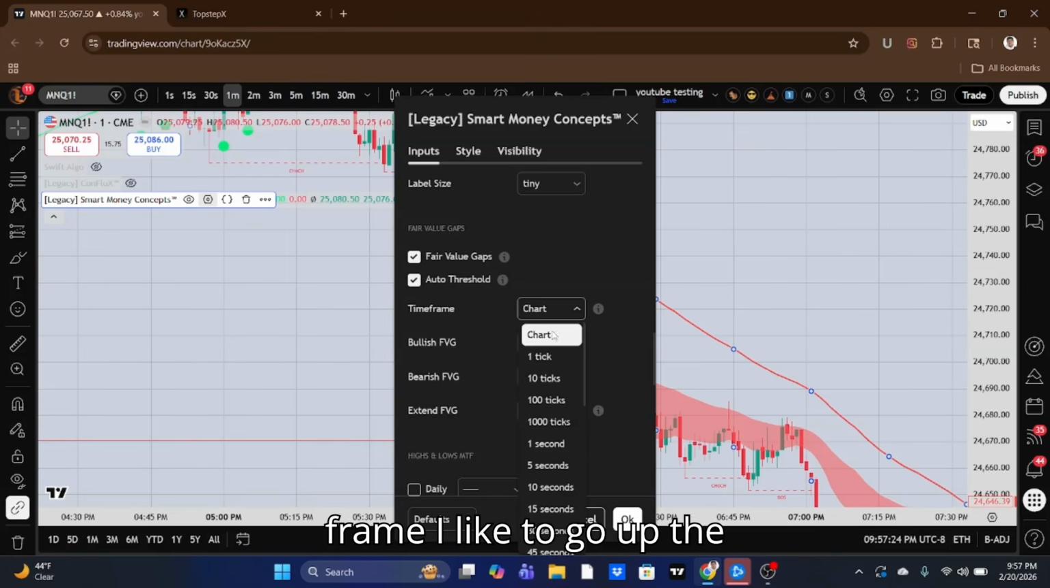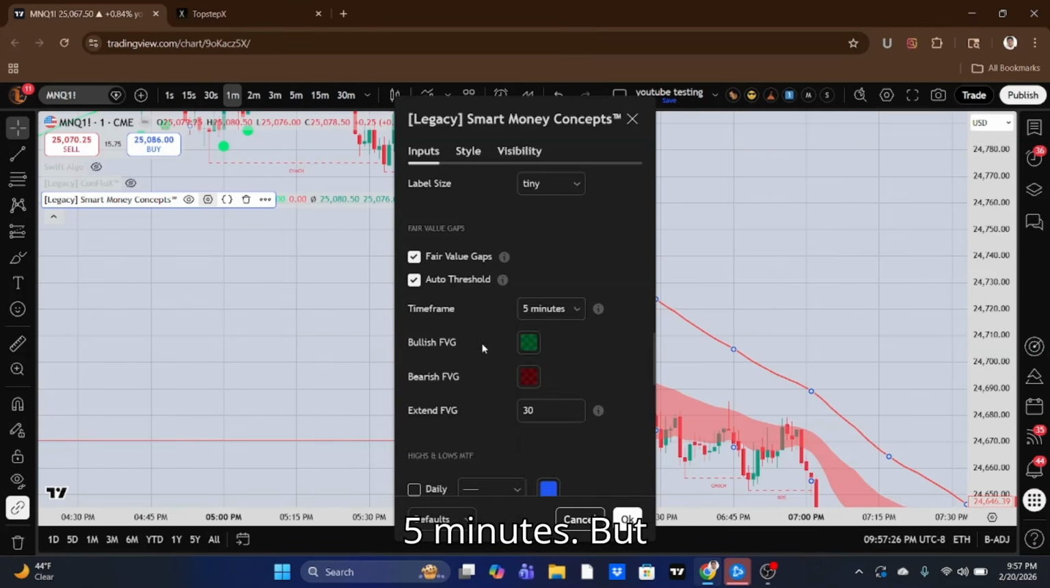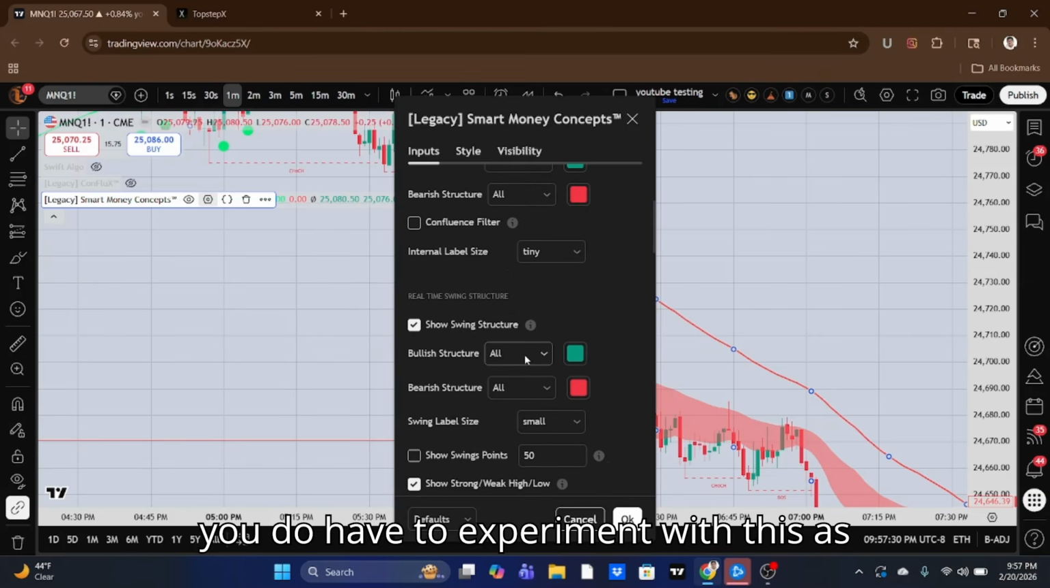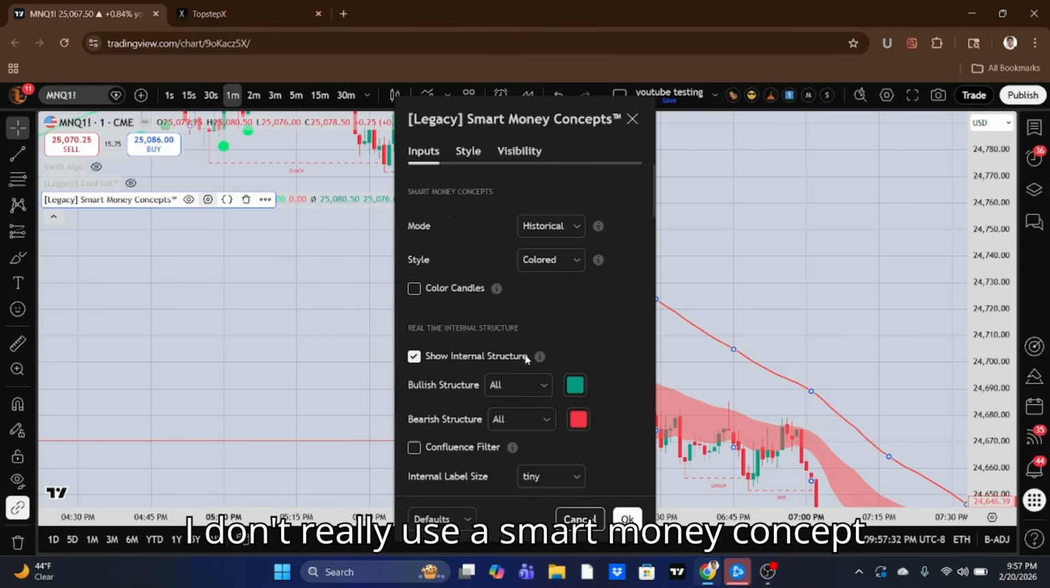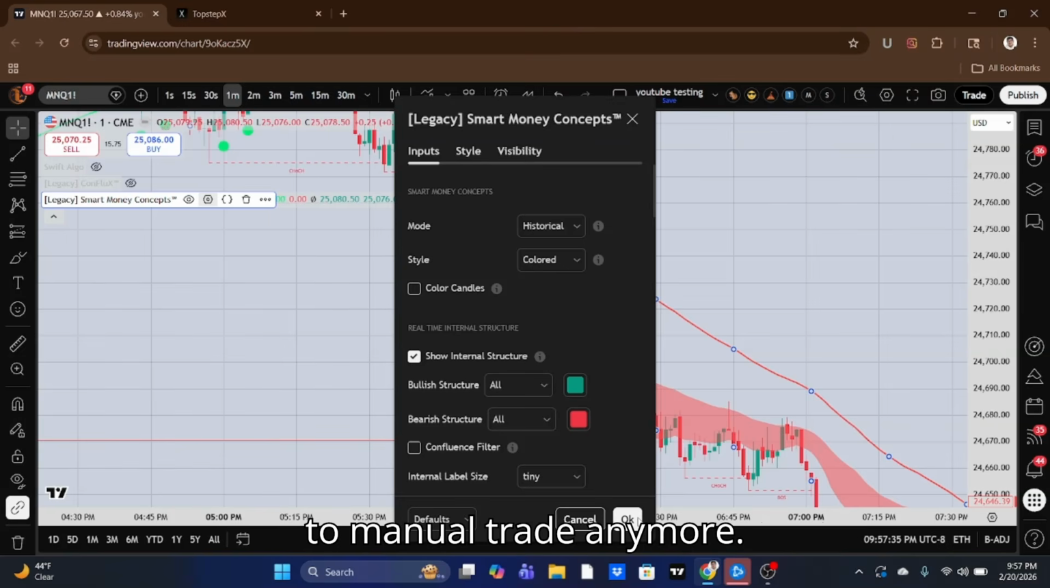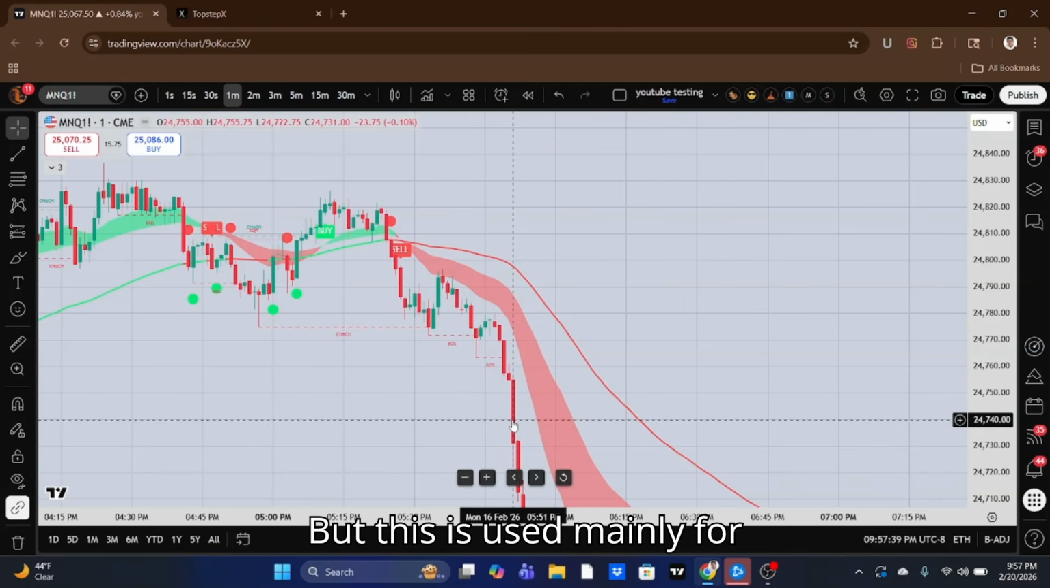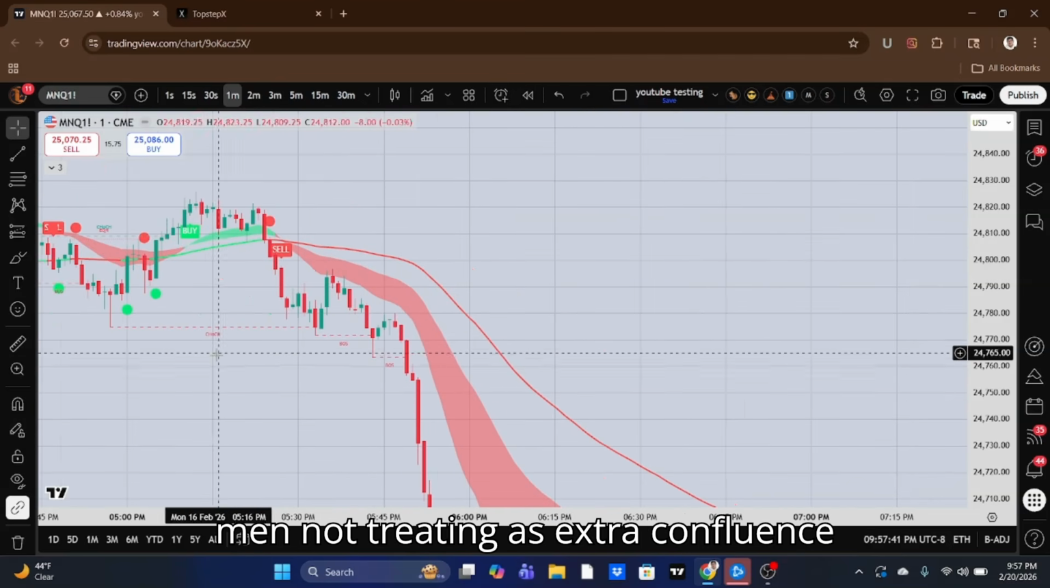Time frame, I like to go up to 5 minutes. But you do have to experiment with this, as I don't really use smart money concept to manual trade anymore. But this is used mainly for manual trading as extra confluence.